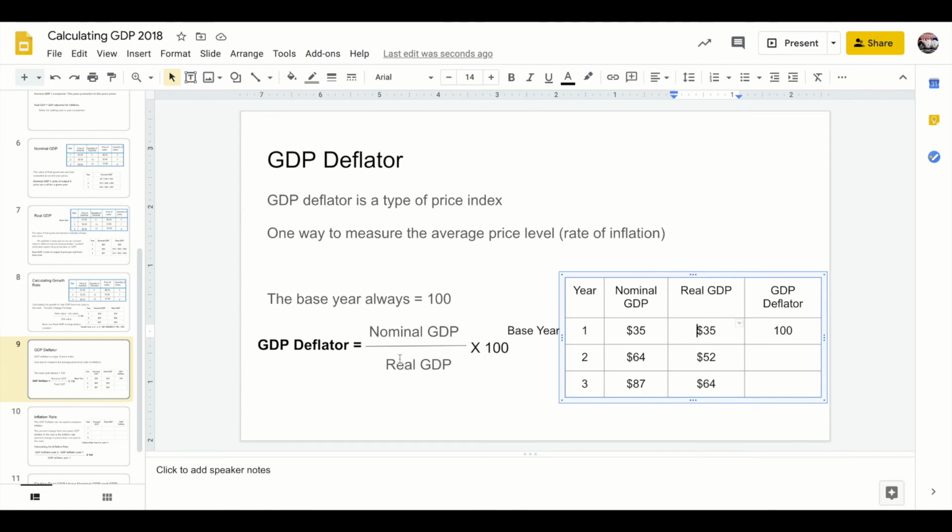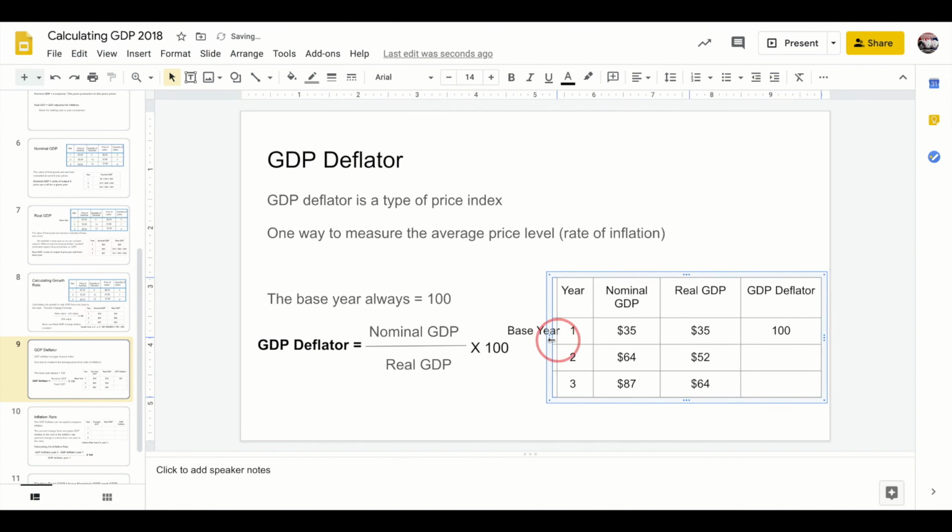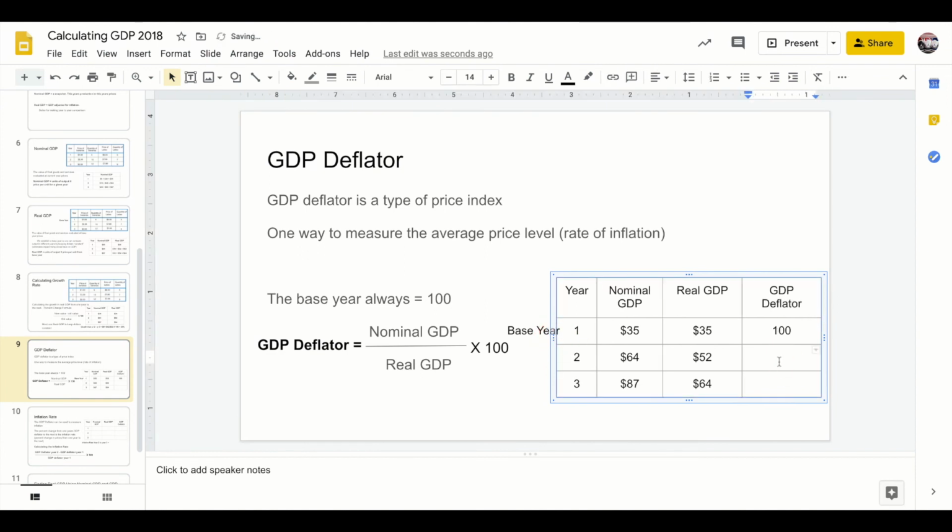All right, next, we take our nominal GDP to get our GDP deflator for year 2. For year 2, we take nominal GDP, 64, nominal divided by real, 64 divided by 52 times 100. Nominal 64 divided by 52 times 100, and that's going to come out to a GDP deflator of 123.